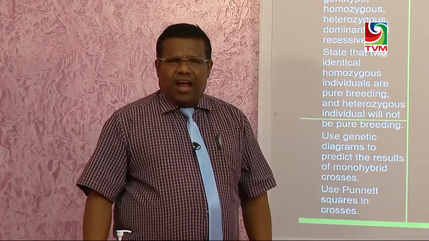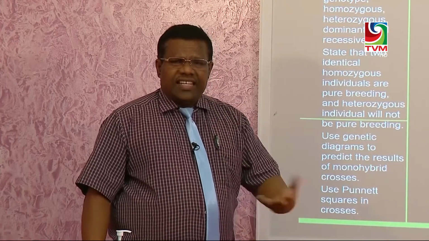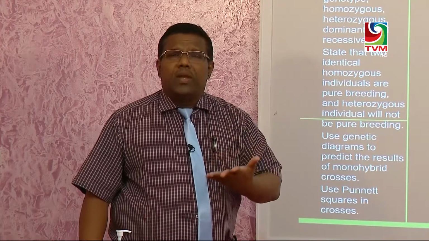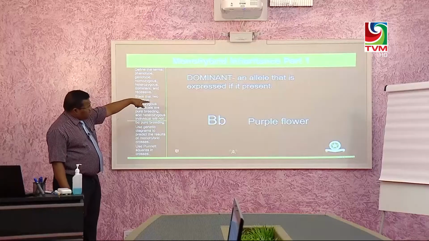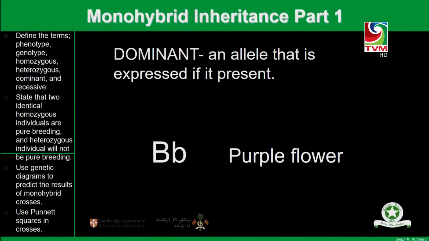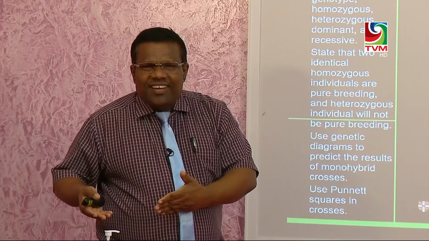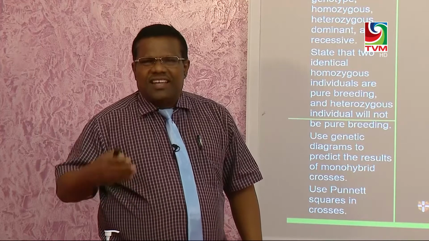For example, when purple and white flowers are cross-pollinated, in the next generation you will get only purple, because purple is dominant over white. So here, a dominant allele is an allele that is expressed if it is present. If there is a dominant allele, that will be expressed, irrespective of the presence of the recessive. The opposite is the recessive allele.